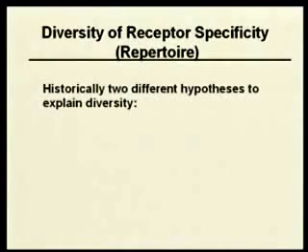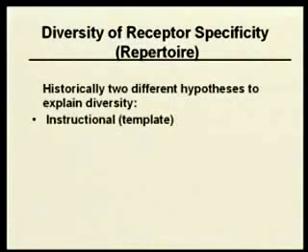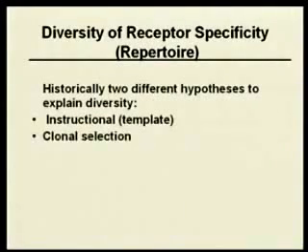So now we're going to talk a little bit about how the receptors or the repertoire is developed. And we can go into a little bit about the history here. There were two main hypotheses. One was the instructional hypothesis, and the second one is clonal selection. Now, the instructional hypothesis states that each T cell has basically one receptor, all the cells have one receptor, and that when it encounters an antigen, it's able to mold itself and change itself to recognize that antigen.